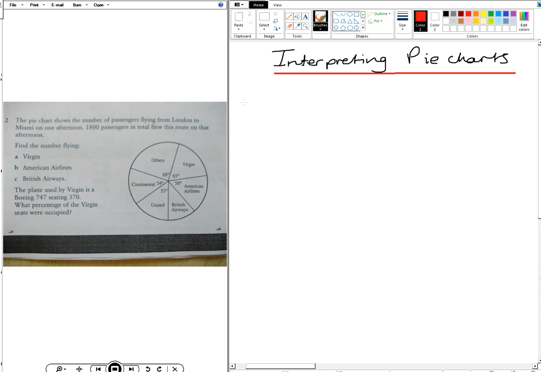Okay, question. So what we do first of all is this. We look at the key information. It says there 1,800 passengers in total. So that represents our pie chart. It's a bit like an egg, but let's just assume that's a circle. Let's make it a bit more like a circle. That's better.